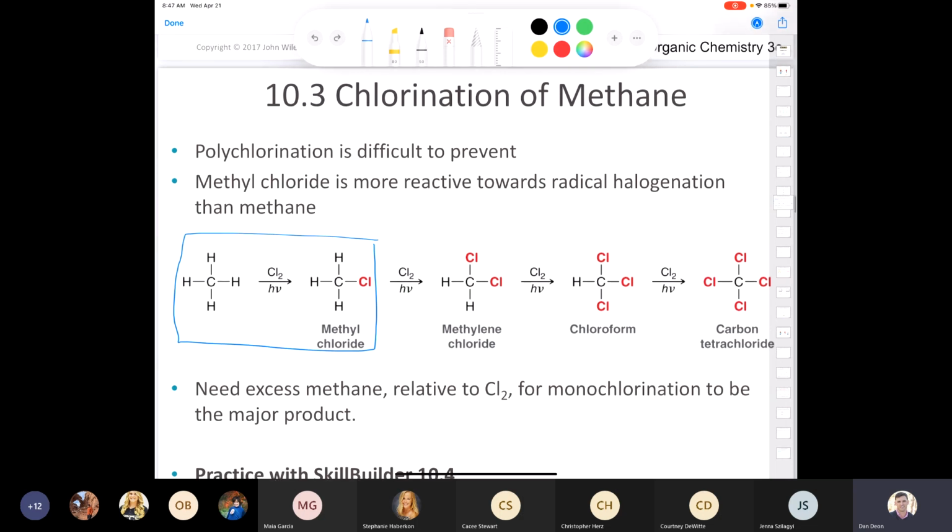And so in order to make this reaction useful, you would just use a large concentration or a large amount of methane compared to the chlorine, and that way you can kind of mitigate it and cause the monochlorinated product to be the major product of the reaction. I don't know what I would ask you about that specifically, but it is something that I want you to be aware of. In order to prevent polychlorination, you would just use a vast excess of methane.